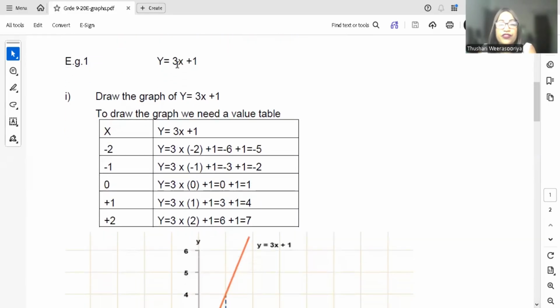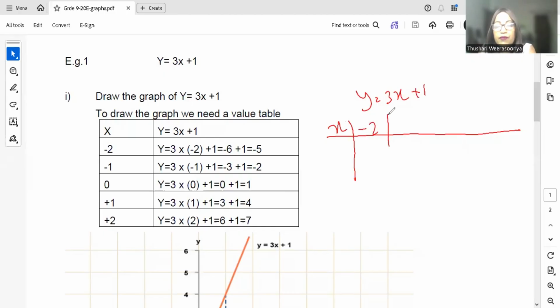Look at the first example. Y equals 3x plus 1. I'm going to draw this graph. To draw this graph, we'll take x values. This is one way of drawing the graph. I'll teach the standard way of drawing the graph. To draw the graph, we need a value table.